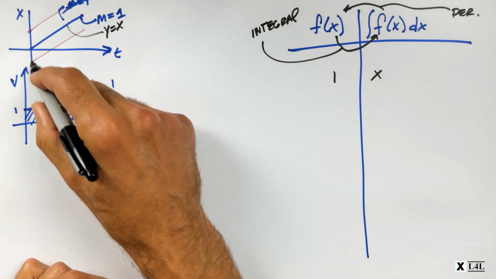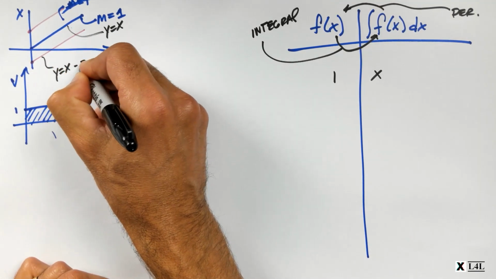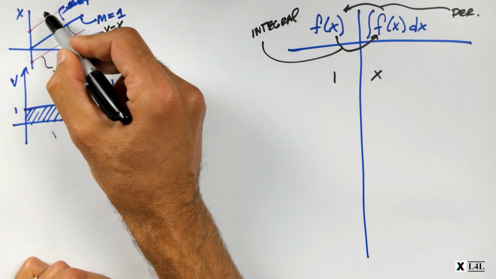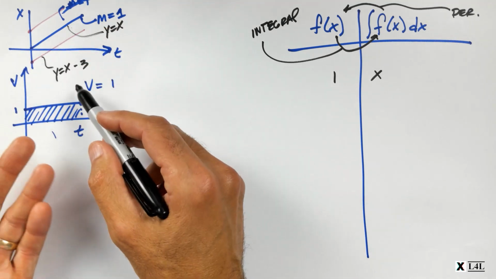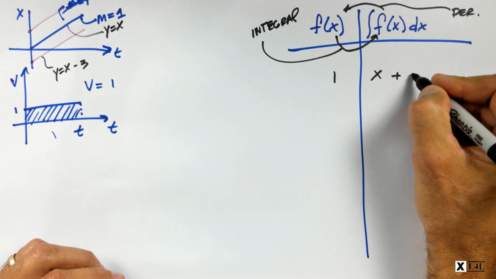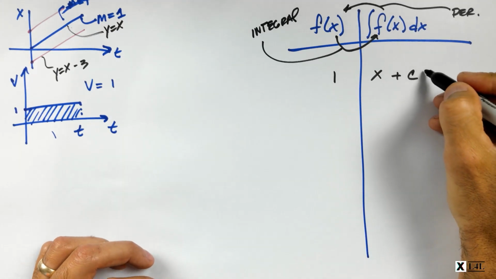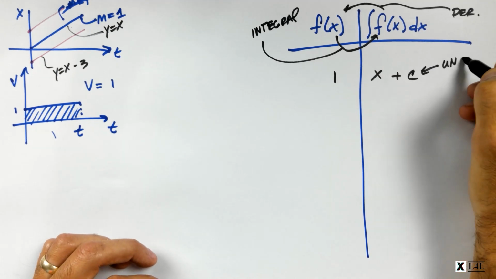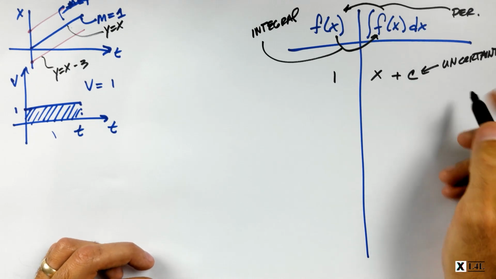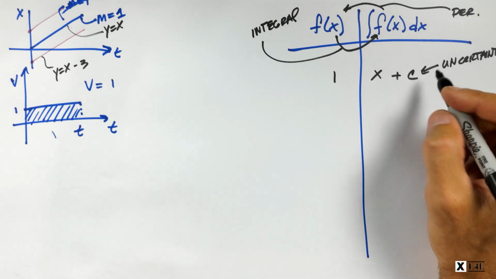But like I said, this could be y equals x minus 3, or y equals x plus 5. It doesn't really matter. So there's some uncertainty here that I need to include a constant. Now, in math, this uncertainty of this constant is what you're going to be calling this in math.